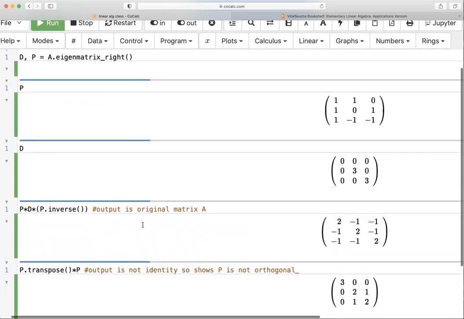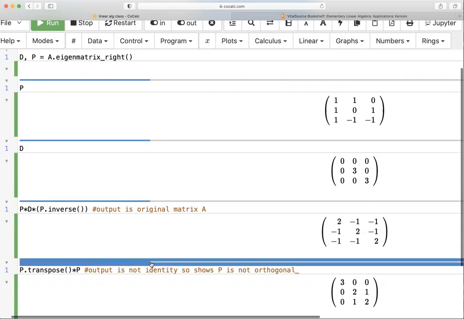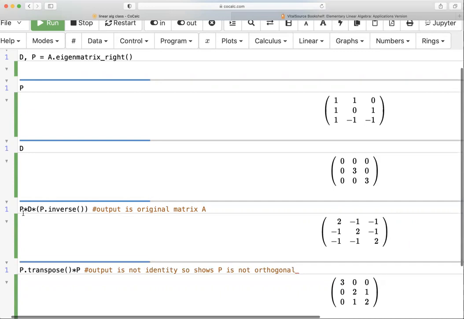And then recall that diagonalization involves finding these matrices P and D such that P times D times P inverse is back to your original matrix. So this gives a way to factor our original matrix A here as a product of some invertible matrix P, some diagonal matrix D, and some P inverse.